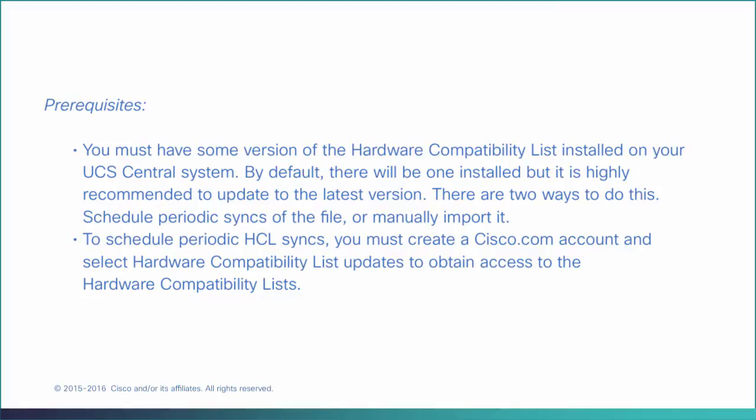Prerequisites. You must have some version of the hardware compatibility list installed on your UCS Central system. By default, there will be one installed, but it's highly recommended to update to the latest version. There are two ways to do this: schedule periodic syncs of the file, or manually import it. To schedule periodic HCL syncs, you must create a Cisco.com account and select Hardware Compatibility List Updates to obtain access to the hardware compatibility lists.